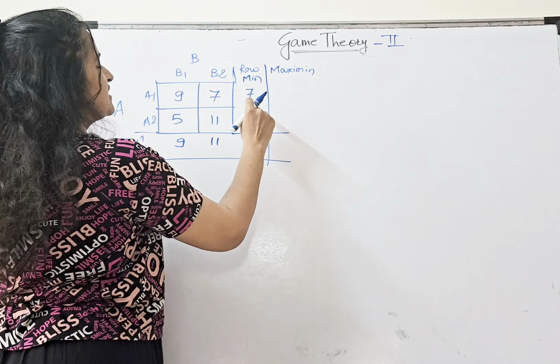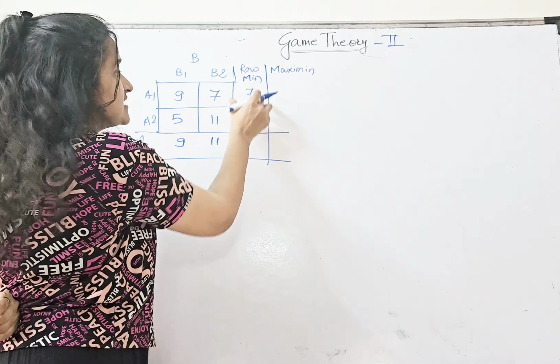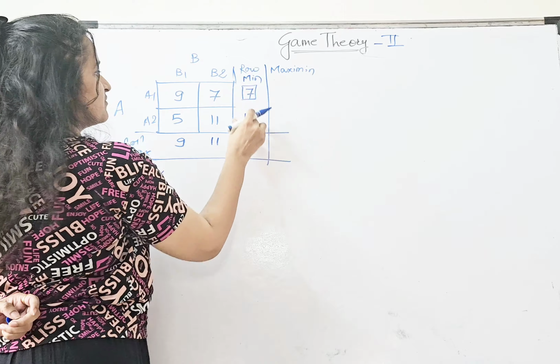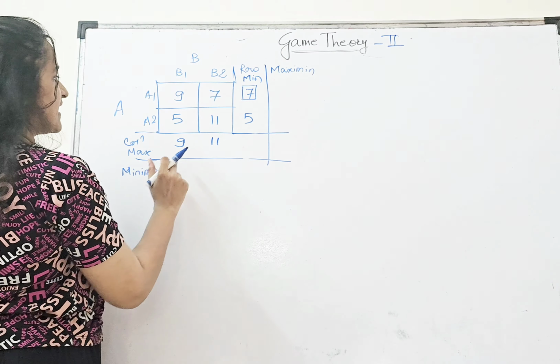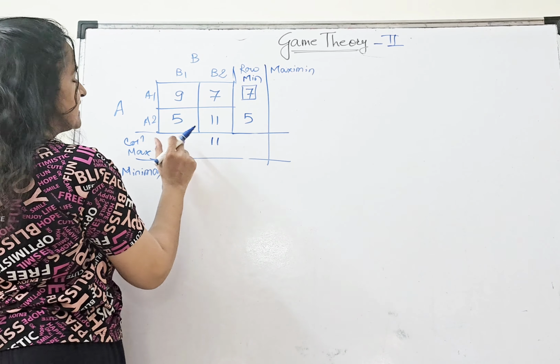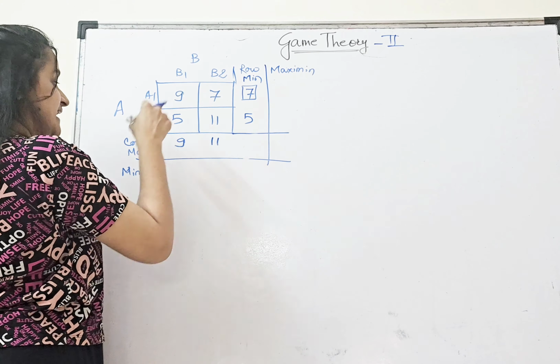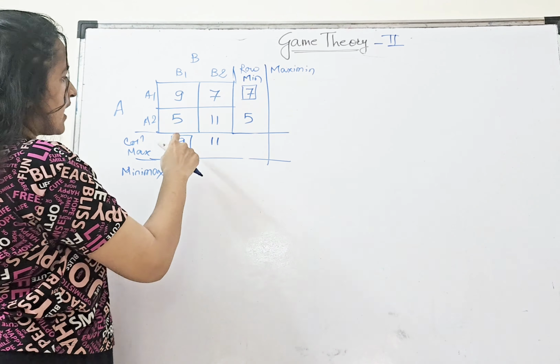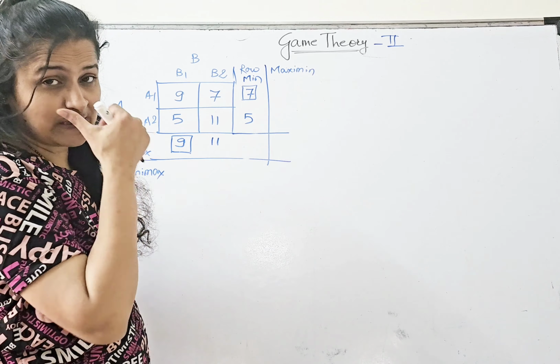So what is maximin? Means the maximum of these minimums. Yes. So what is the maximum of these minimums? 7 is the maximum from these two, right? And what is the minimax? Means minimum from these maximums, right? These are maximums column wise. But then you have to find out the minimum from these two. So minimum is this, right? So are these two equal? 7, 9? No, these are two different numbers, right?